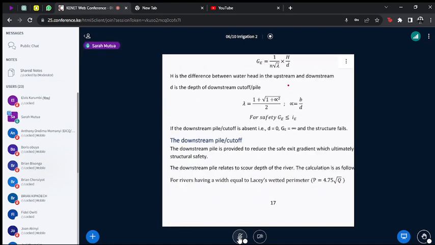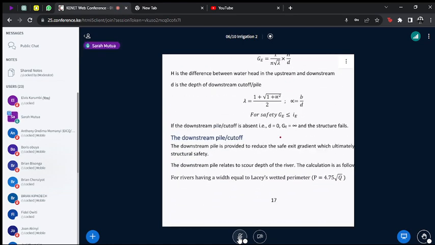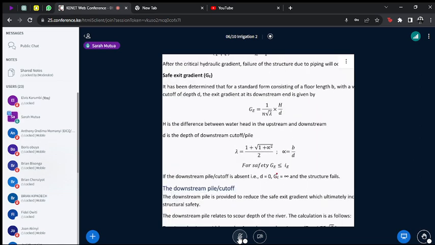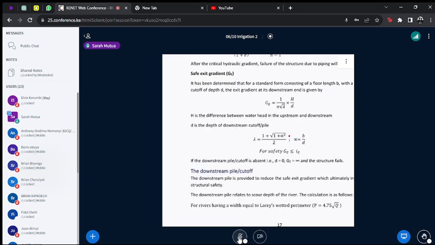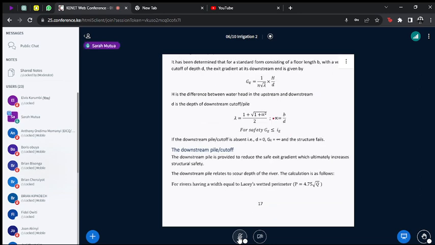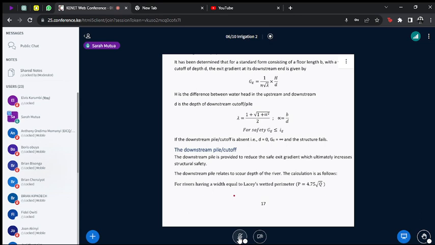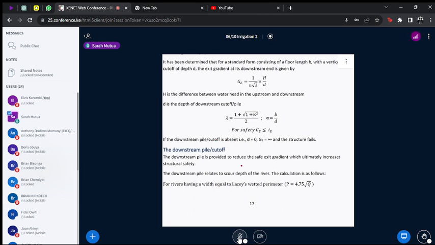So what are we saying? If the downstream pile cutoff is absent, then D is equal to 0 and GE is equal to infinity, and your structure is going to fail. So you have to always have a downstream cutoff pile. So now the question is, how deep is that downstream pile supposed to be? And here we use the Lacey theory.